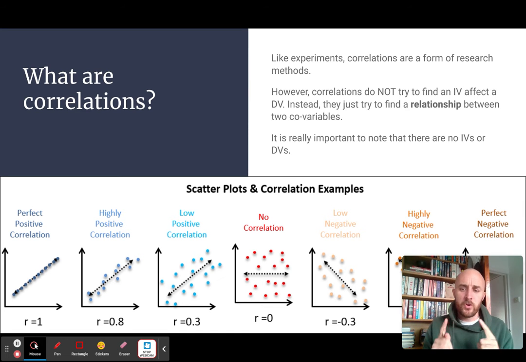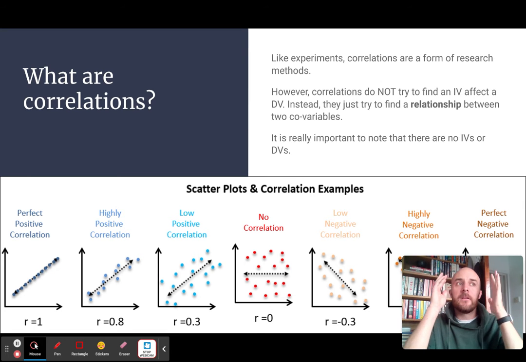They're not trying to find a cause and effect. They're not trying to find one thing having an effect on the other. They're less scientific than that. So correlations are basically an attempt to find a relationship between two covariables.